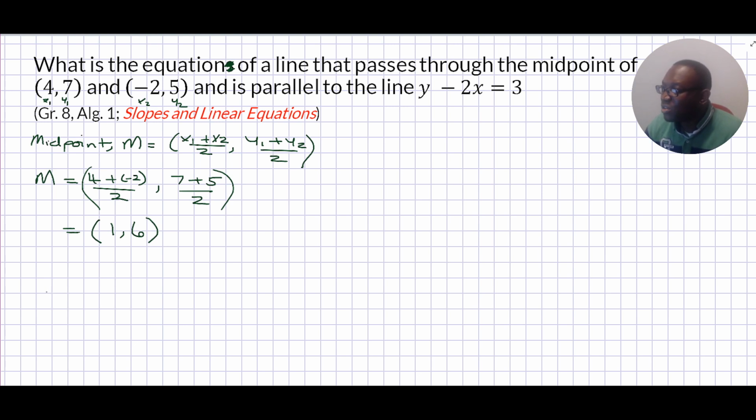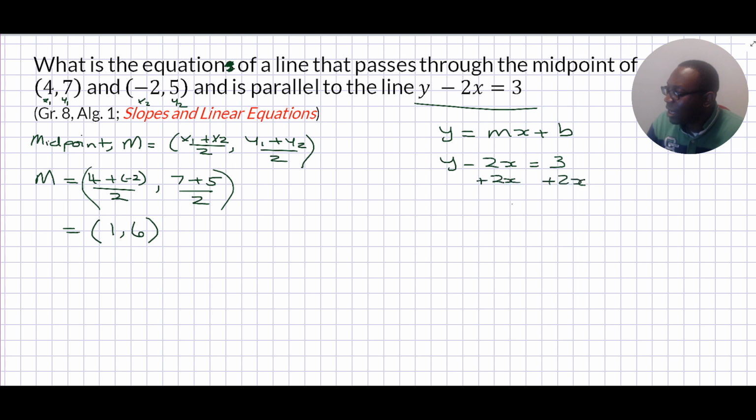So now we want to find out how you can tell if a line is parallel to this specific line. The first thing you want to do is write the line in the form y equal to mx plus b. So we have y minus 2x equal to 3. So we're going to add 2x to both sides. And so we have y equal to 2x plus 3.